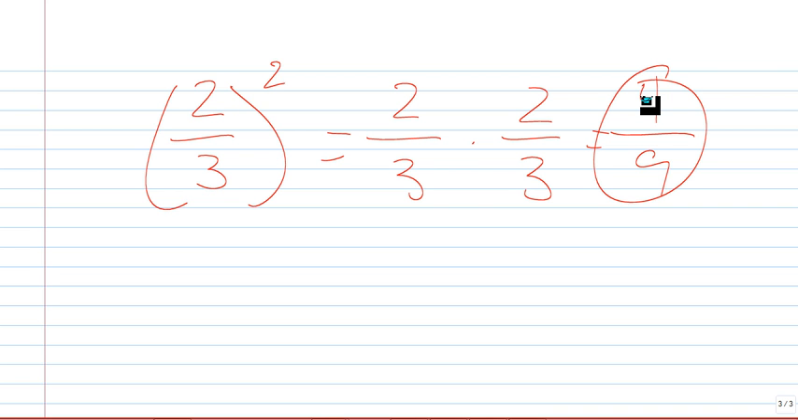Okay, so now let's do an example like this. It works the same way with decimals, by the way. So now let's evaluate an expression. Let's say I have 3 times 5 squared.